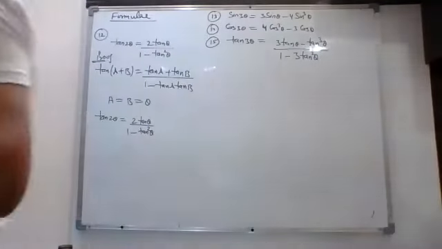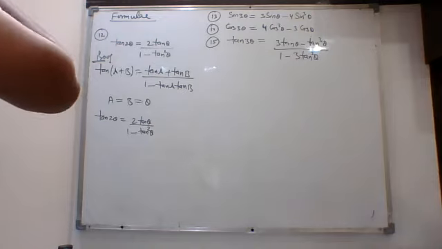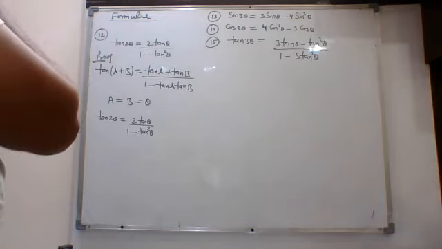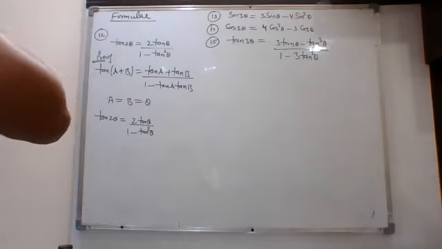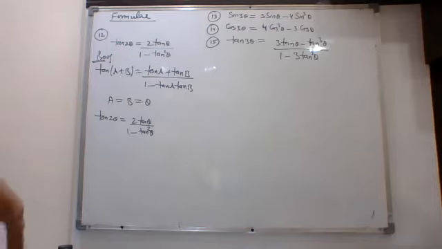So just quickly make a list of these formulas. Number 13 is sin 3 theta: 3 sin theta minus 4 sin cube theta. Number 14, cos 3 theta: 4 cos cube theta minus 3 cos theta. Then tan 3 theta.